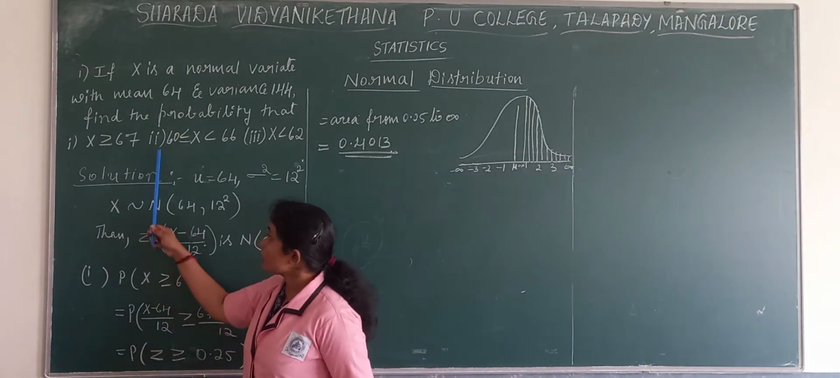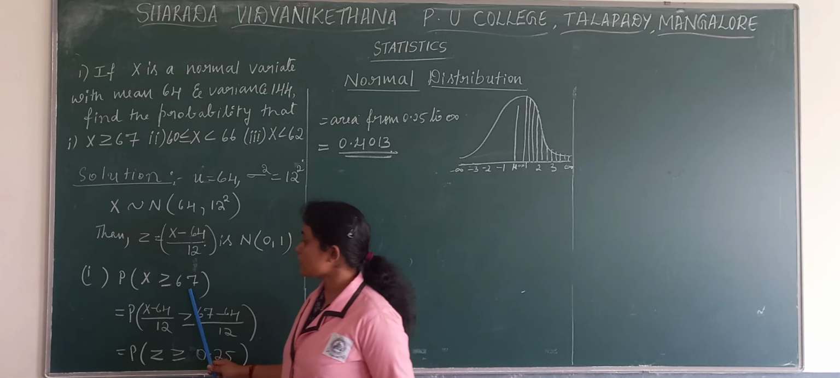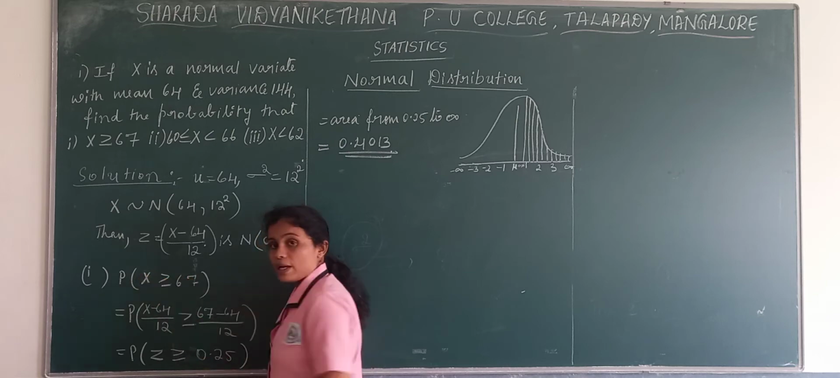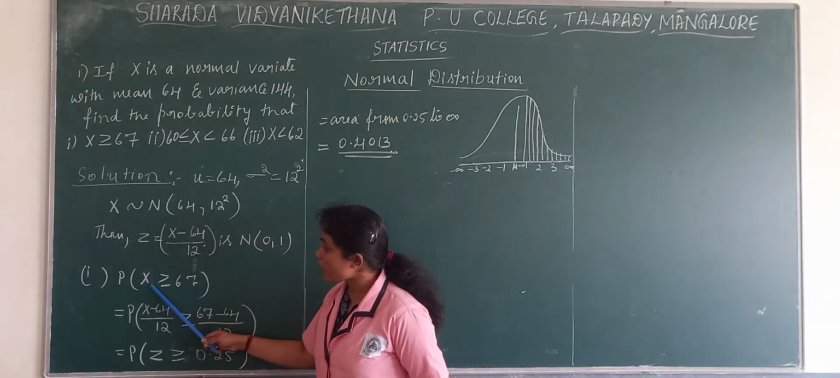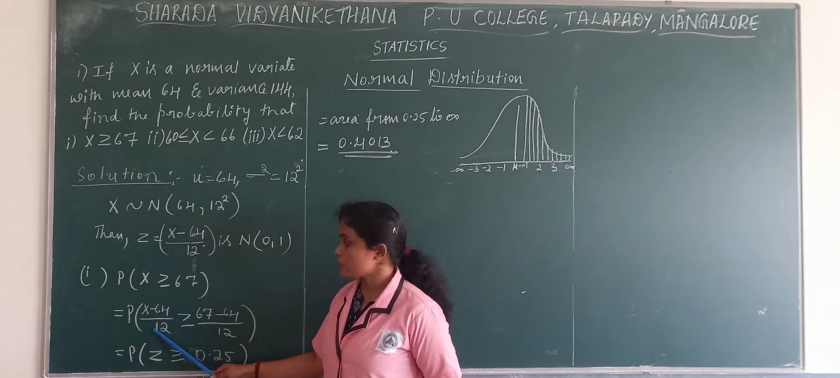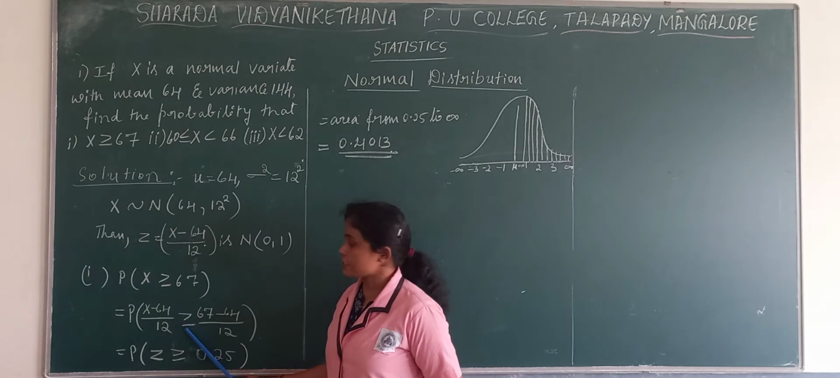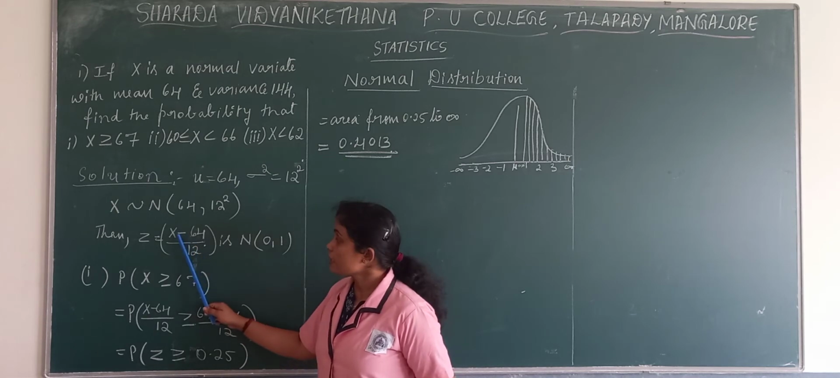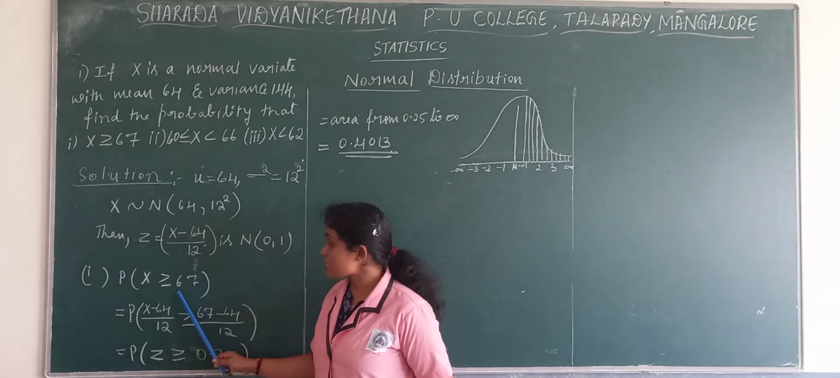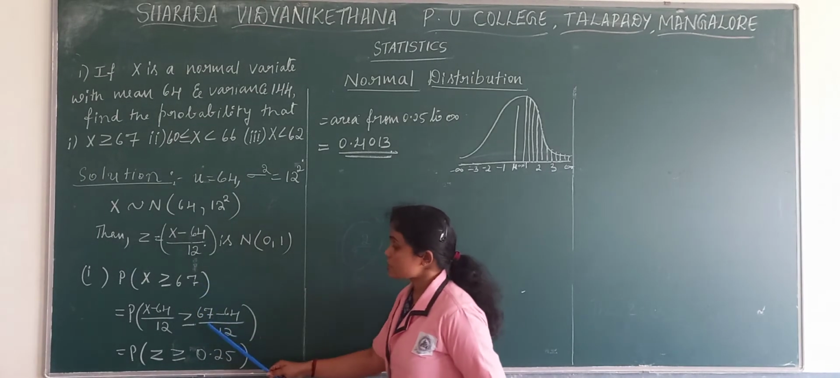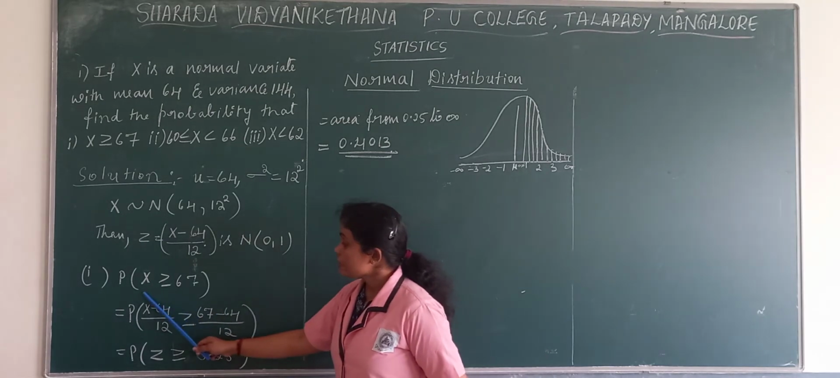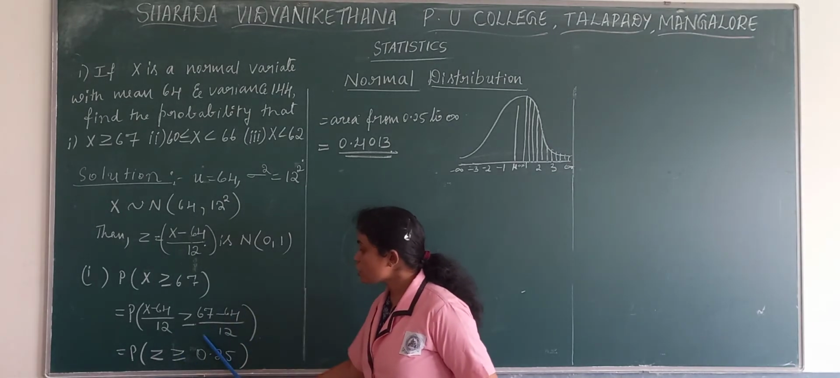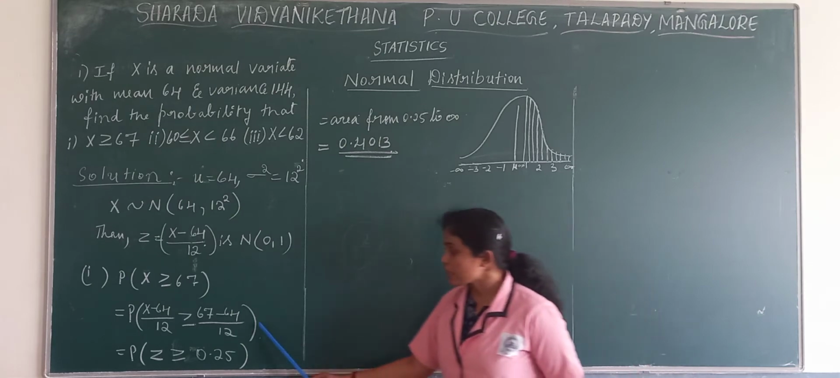Now for the first question, what they have given is the probability of X is greater than or equal to 67. How do we need to solve this problem? In the place of X, substitute this formula directly. Then greater than or equal to, as it is. Now in the place of 67, we substitute the same formula, but there for X we are substituting 67. Then this is a standard normal variate. It is greater than 67 minus 64 divided by 12, which is 0.25.